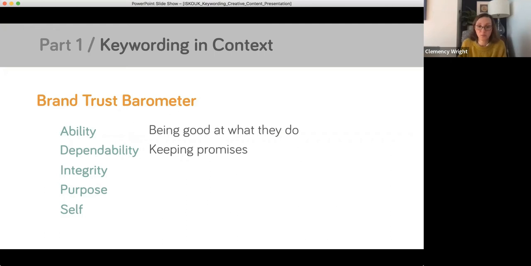Does the brand keep its promises? Is it dependable? How about integrity? Is the brand honest? Is it showing itself in an honest way? Are people believing what they say? And what is the brand's purpose?